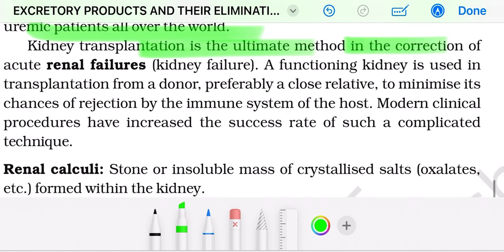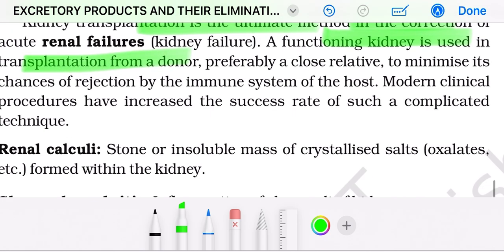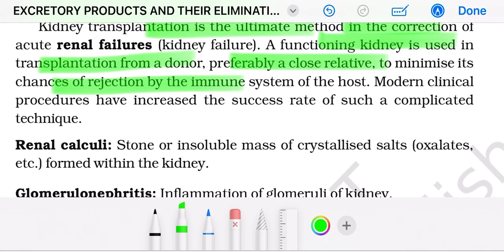Kidney transplantation is the ultimate method in the correction of acute renal failures, when there is a kidney failure. A functioning kidney is used in transplantation from a donor, preferably a close relative, to minimize the chances of rejection by the immune system of the host. Modern clinical procedures have increased the success rate of such a complicated technique.